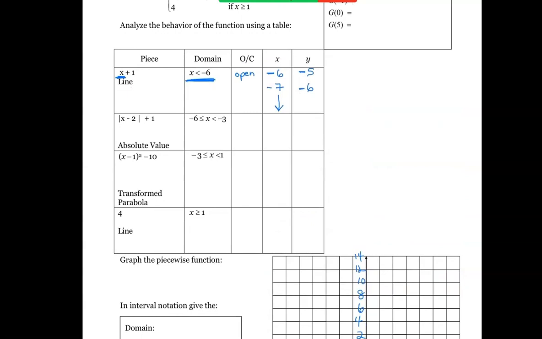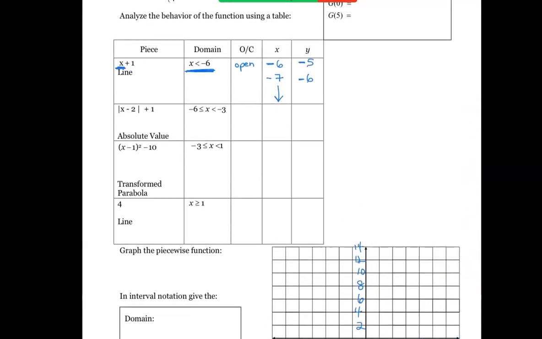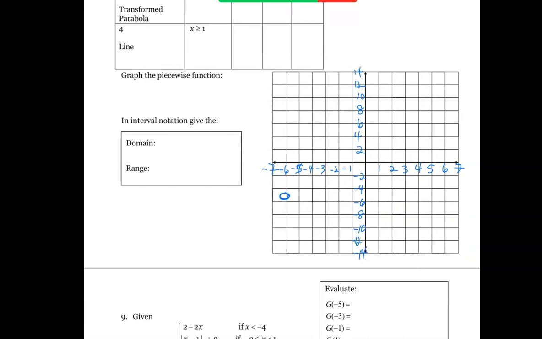All right, let's plot that point. So we're going to look at there and we're going to say, all right, I've got -6, comma, -5. Go over -6, down -5, which is right here with an open circle. Okay, then go to -7 and -6, which is right here, and that is going to continue. Okay, so I can put that out there like that. Okay, so we have those 2 points. All right, so now let's continue graphing.